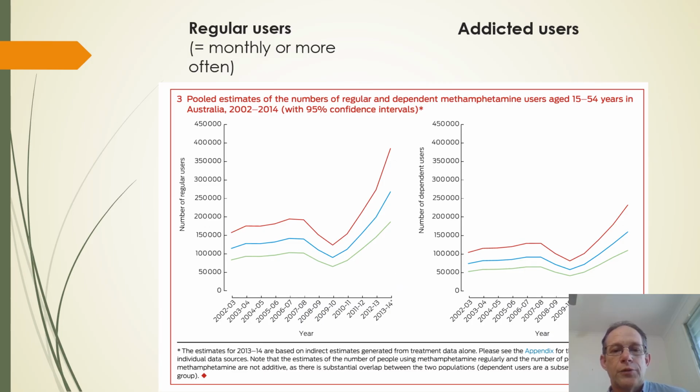This shows results of a study looking at overall numbers of people who may be using methamphetamine. On the left, people who use up to monthly, and there's about 250,000 in year 2014, and as you can see, there's that dip again around 2009, but overall it's trending upwards. The number of addicted users, and we'll look at later what that means, is around 150,000 by 2014. Again, this is still trending upwards. The blue line is the average, and the outer lines are the confidence intervals.